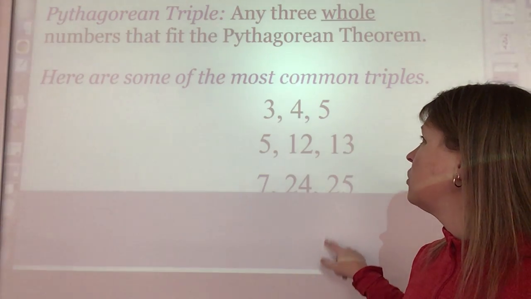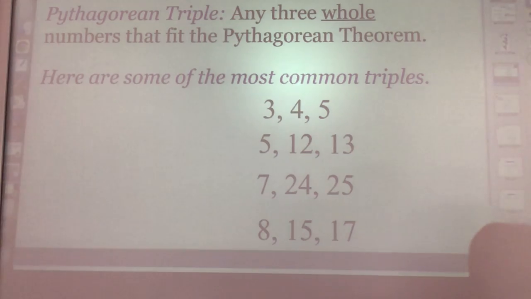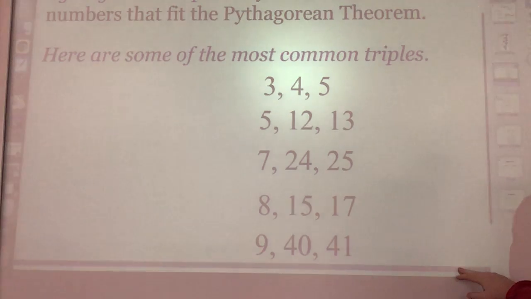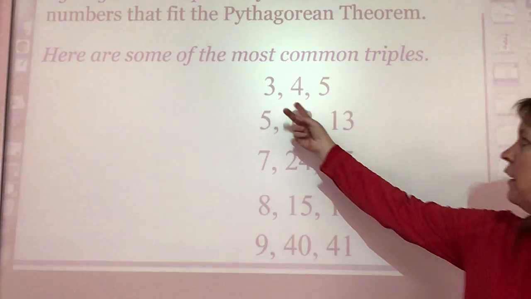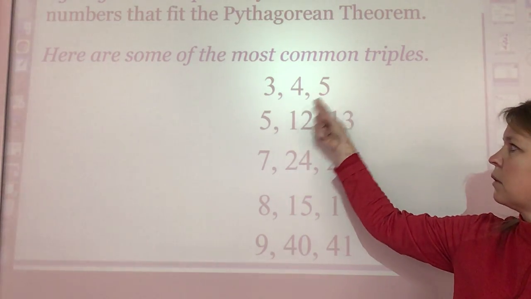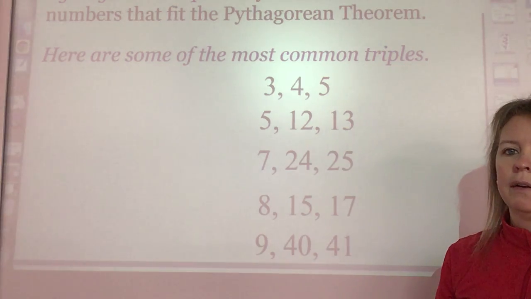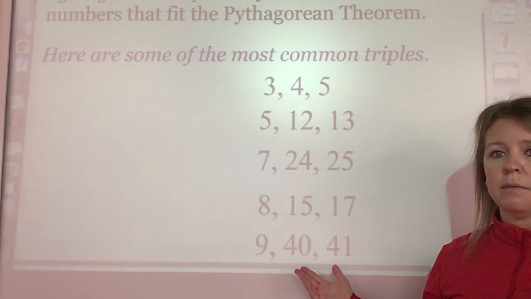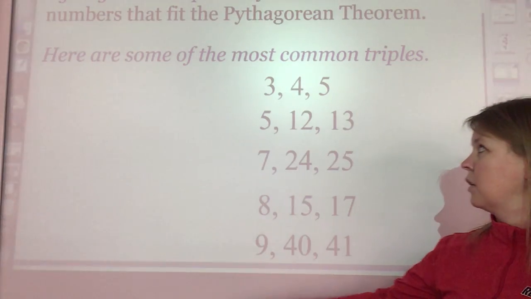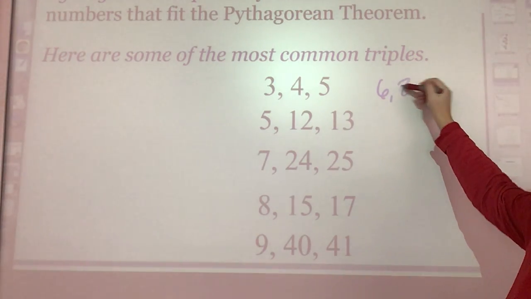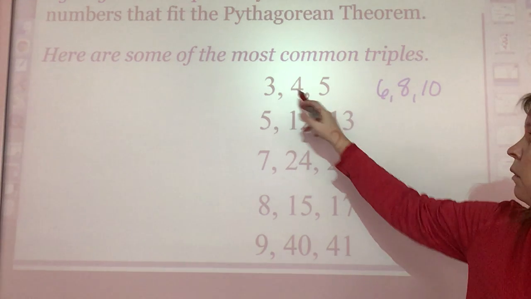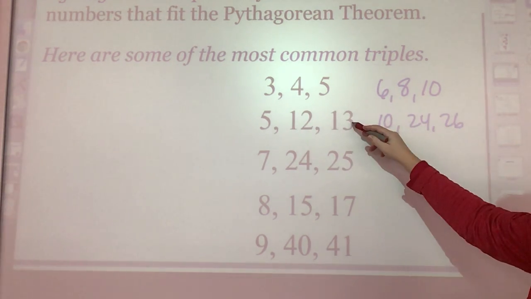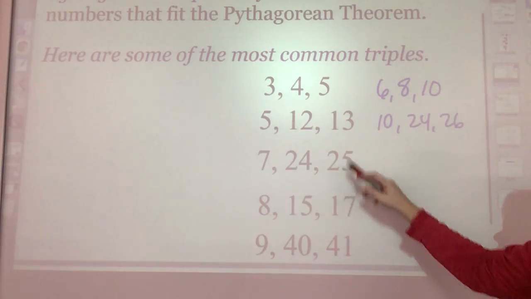Some of the most common triples: 3, 4, 5; 5, 12, 13; 7, 24, 25; 8, 15, 17; 9, 40, 41. All of these fit a squared plus b squared equals c squared. And you could take those lists, I mean that's just 5 of them, of the most common ones, and you could double them. A 6, 8, 10 would work. A 10, 24, 26 would work. A 14, 48, 50 works.